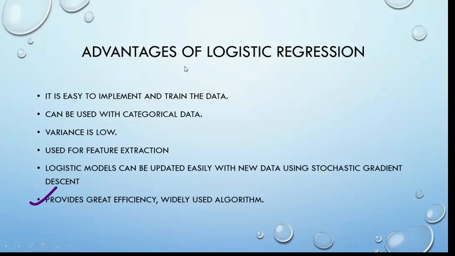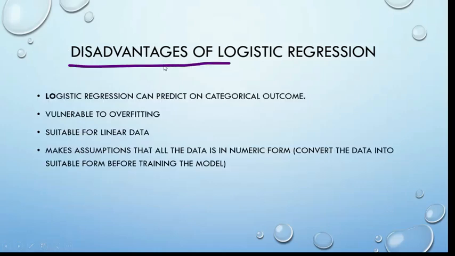Now with advantages, there are certain disadvantages also. What are these? It can predict on a categorical outcome, and it is vulnerable to overfitting. When a model overfits, it underperforms and efficiency lowers. It is suitable for linear data, and it makes assumptions. Logistic, linear, many models make assumptions, and when you make assumptions, that means the model is biased, and it will not give me generalized results. This will lower the efficiency of my model.